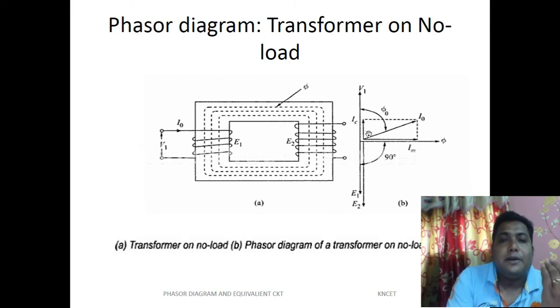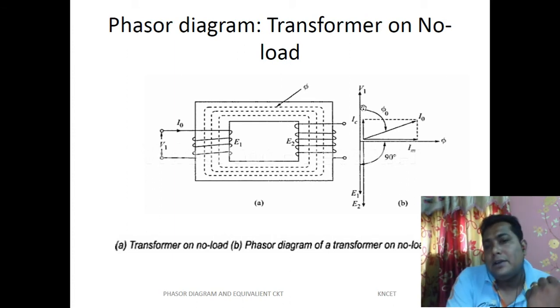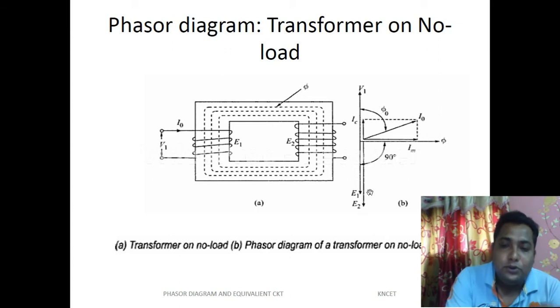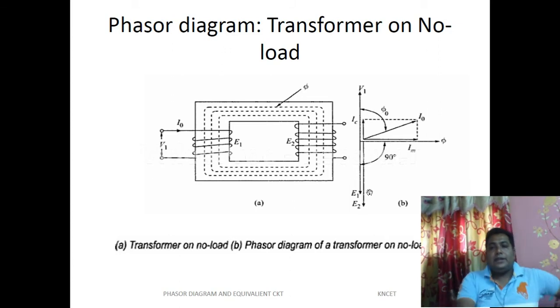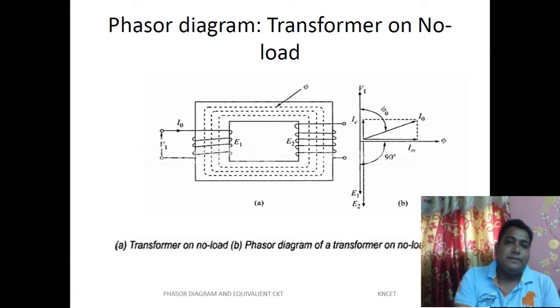Induced EMF from the supply voltage: we know the induced components are 180 degrees apart, so that's why this V1 and this angle is 90 degrees. For E1 and E2 we have drawn two lines over here, both on the same axis, because they are in the same phase, both being induced EMF. Now the point is, which one is going?